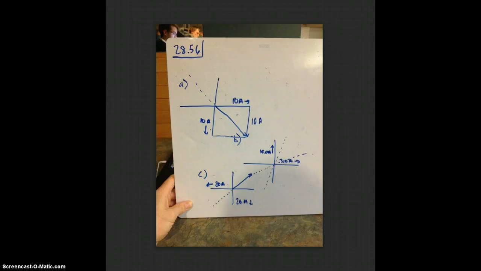And with, in each case, whatever the currents are given. And then they want us to find all locations where the net magnetic field is 0.